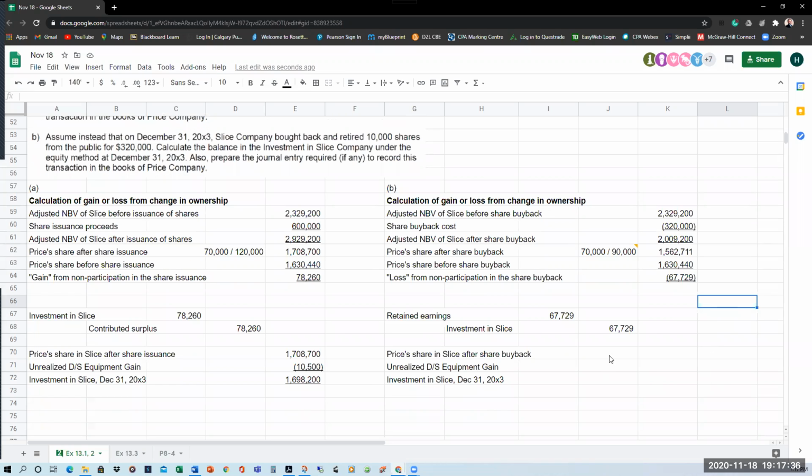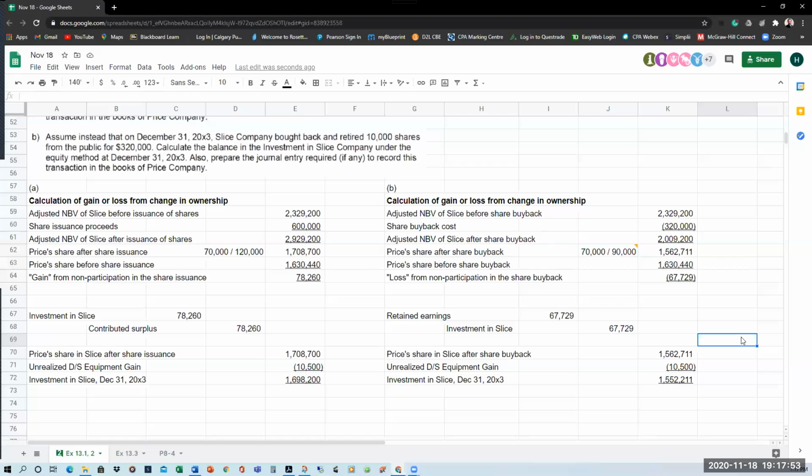And then if you were to calculate the investment account balance, it's just a matter of making sure that you adjust for the downstream equipment gain. Take the $10,500 out, you get the investment in Slice.